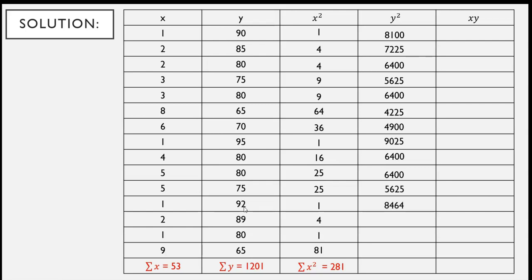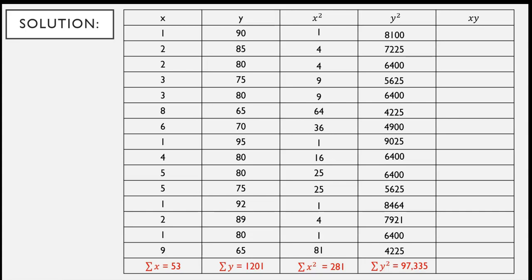92 squared is 8,464. 89 squared is 7,921. And 80 squared is 6,400. And 65 squared is 4,225. Next, we can use our calculators and find the sum of the values that are found in the column y squared. So the sum is 97,335. For the last column, it states xy.